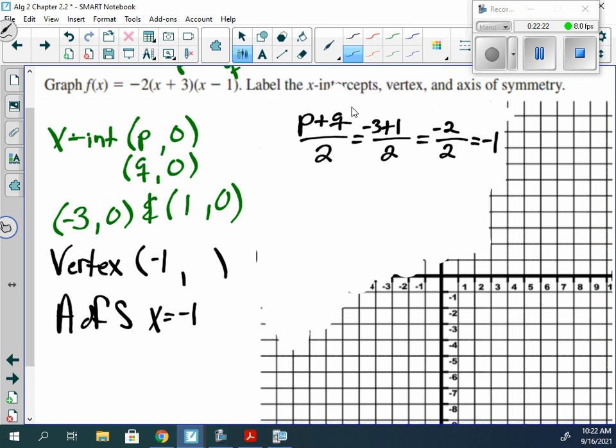Well, to find the y value, we just need to plug negative 1 back in. So we have negative 2 times the quantity negative 1 plus 3, times the quantity negative 1 minus 1.